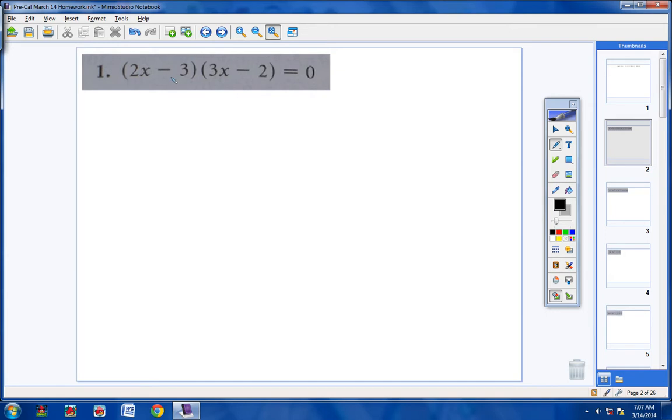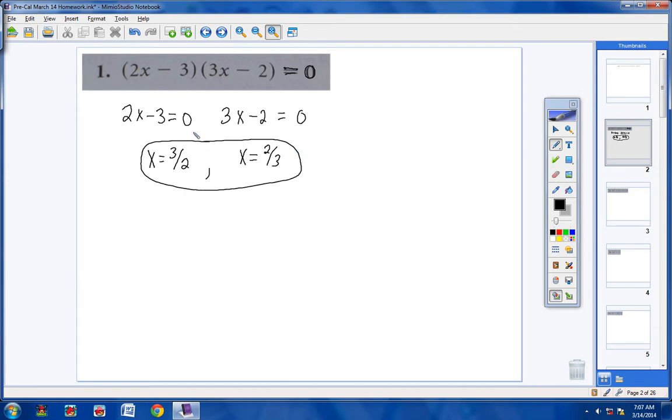Now please notice this equation is equal to 0. Also notice it's already factored for you. So really all that you need to do is take each group and set each group equal to 0. It's already factored and the right side is equal to 0, so I won't spend a lot of time on this. The answer for this equation would be 3/2, and the answer to this equation would be 2/3. Okay, so there's your two answers, 3/2 and 2/3.